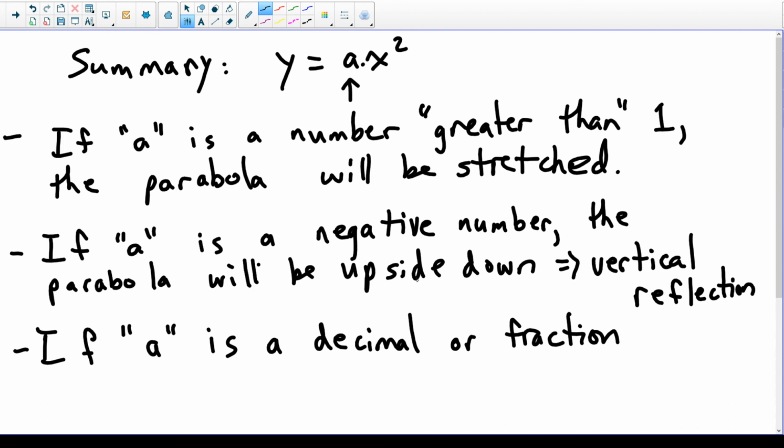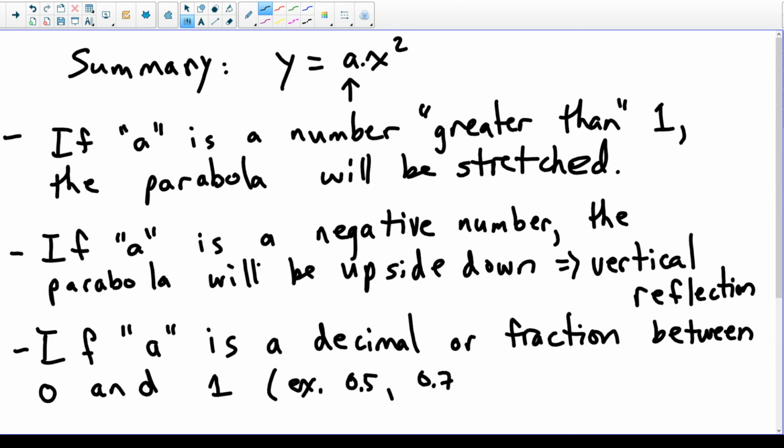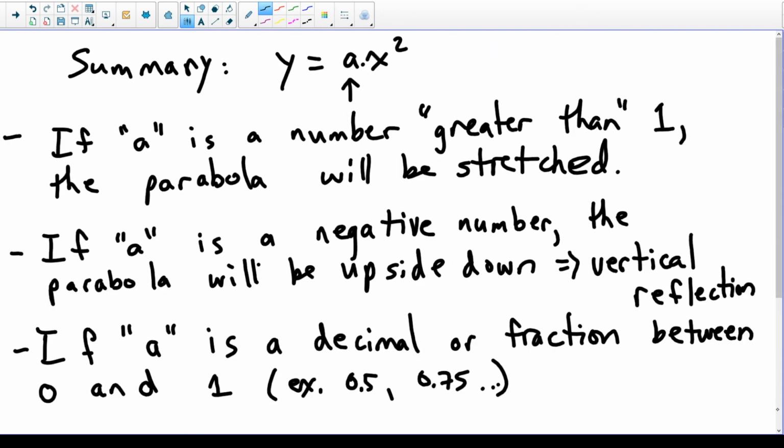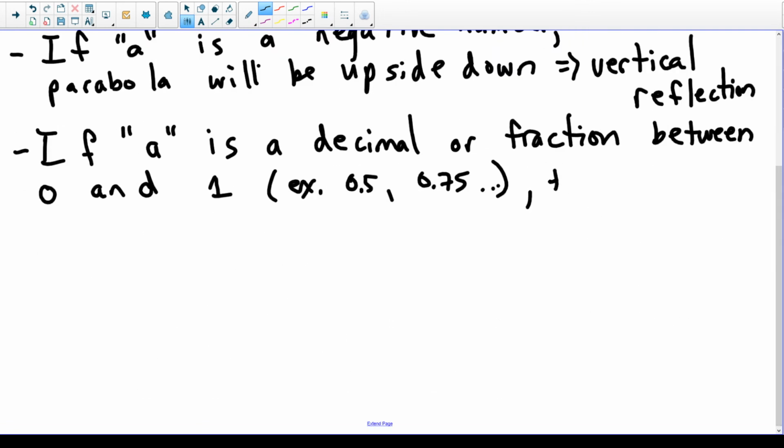0.5, 0.75, those are decimals or fractions that are between 0 and 1. So I'm going to write example 0.5, 0.75, etc. Okay? So if A is a decimal or a fraction between 0 and 1, the parabola, now the word we use for squishing in math is compression.